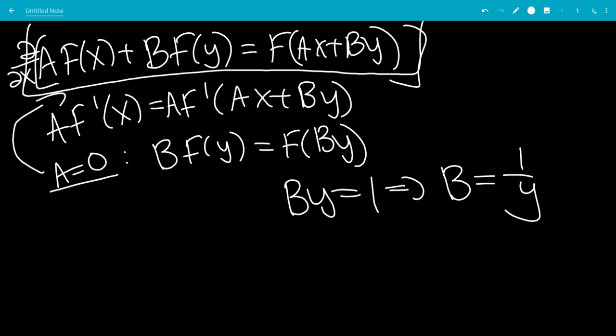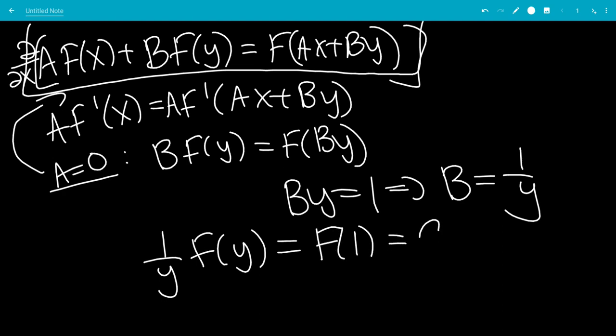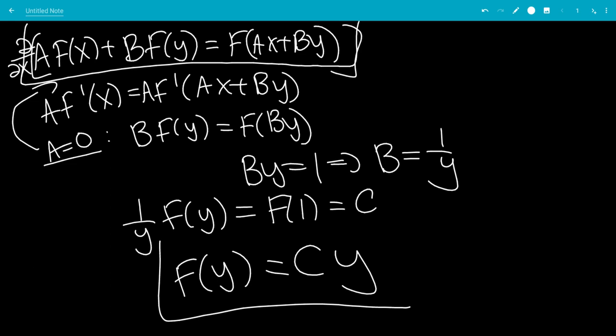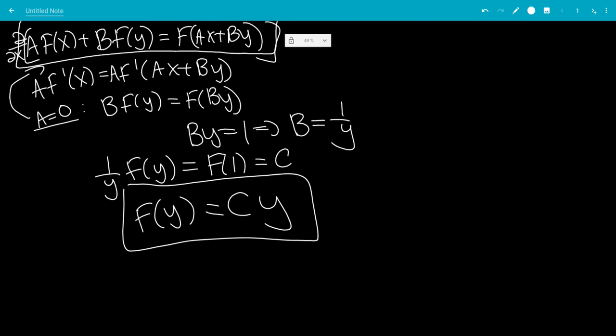So now b is 1 over y, times f(y) equals f(by), which is just f(1), which is a constant. So now multiplying by y, we get f(y) equals c times y. So that is the first answer we get. The second answer we get is if a does not equal 0.